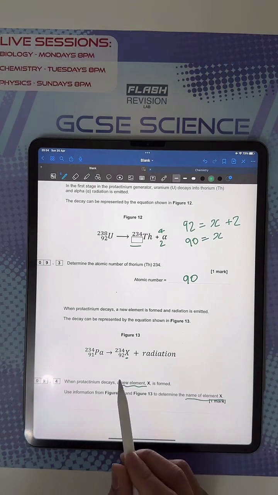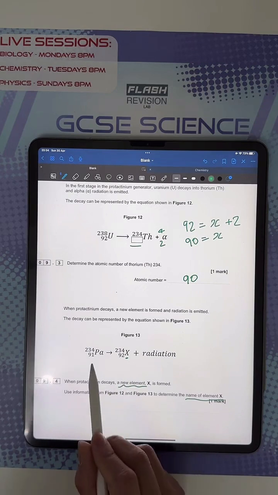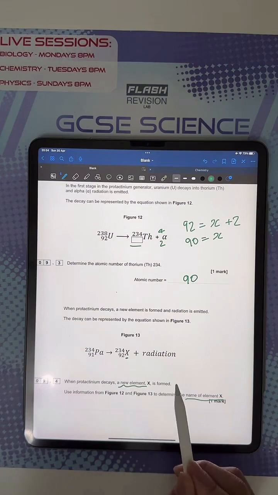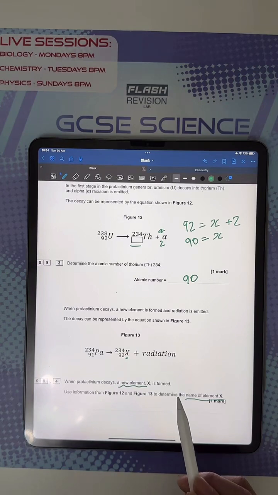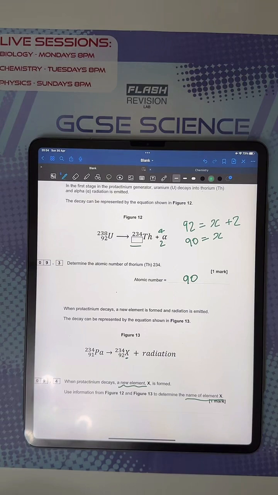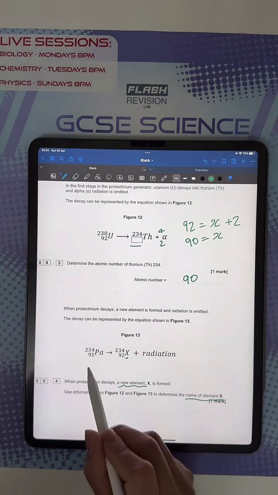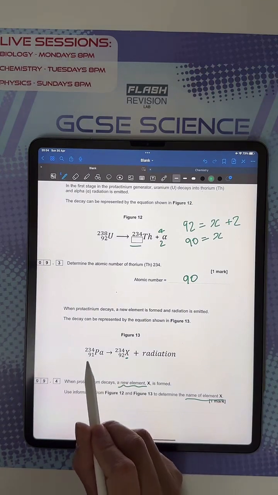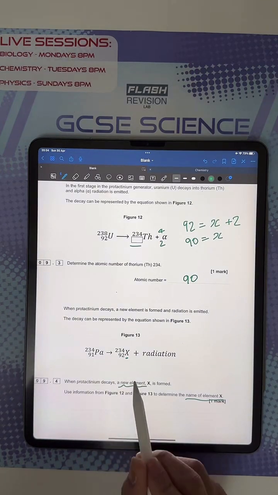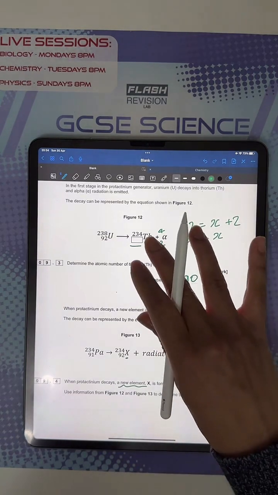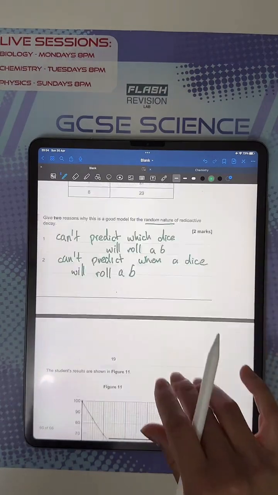So first of all, how do you know the element has changed? How do we know this isn't the same element? Why is it not just Pa again? I'm going to explain how, don't worry. Different proton number. If the bottom number ever changes, it means the element changes. The proton number of a nucleus tells you what element it is.